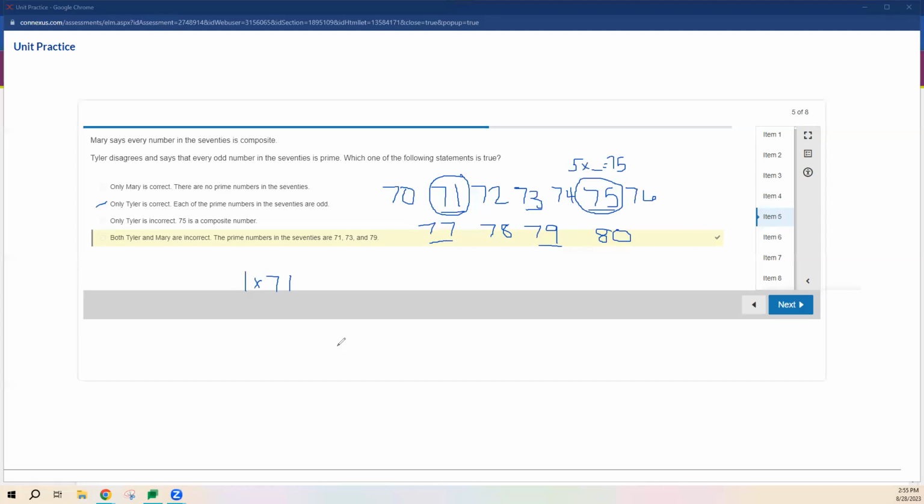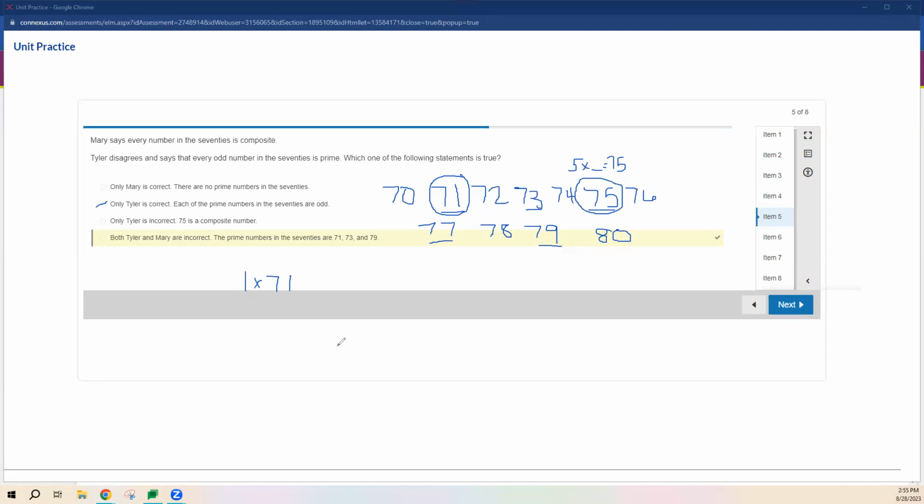Is 9 a factor? When I skip count by 9s: 9, 18, 27, 36, 45, 54, 63, 72. I don't say 71. 10 is not a factor, right? It has to end in a 0 for 10 to be a factor.